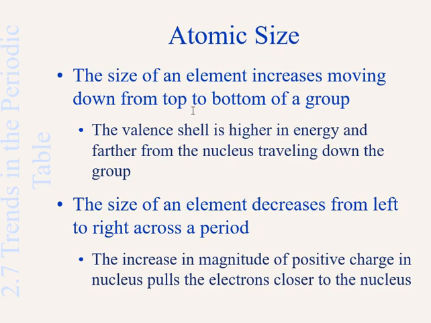Atomic size increases moving down from top to bottom of a group. The valence shell is higher in energy and farther from the nucleus, traveling down the group, while the atomic size decreases from left to right because the increase in magnitude of positive charge in the nucleus pulls the electrons closer to the nucleus. Well, let's have a look here.